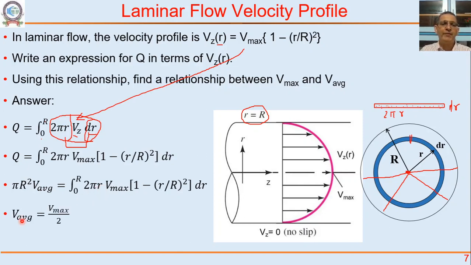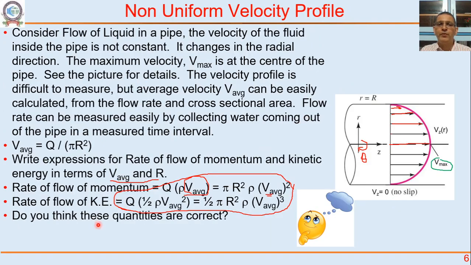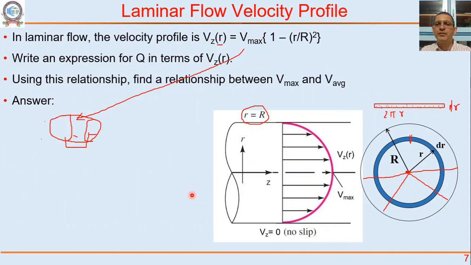So you will find that V average is V max by 2. Average velocity is half of V max. Right? So now tell me, now answer this question again. Now, do you think these quantities are correct if we write in terms of V average and not consider the velocity variation?